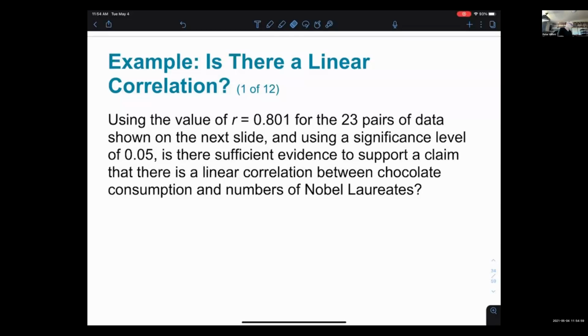Maybe there's something to it. Now notice there is an R value of around 80%. So you could say, well, that's certainly closer to 1 than it is to 0. But that's not the way we're going to go. It's not going to be that simple.